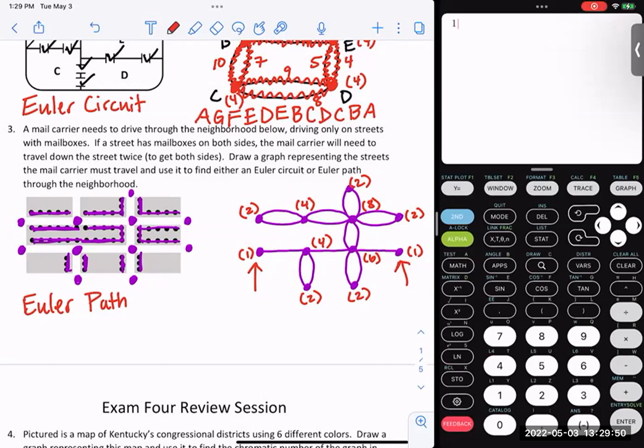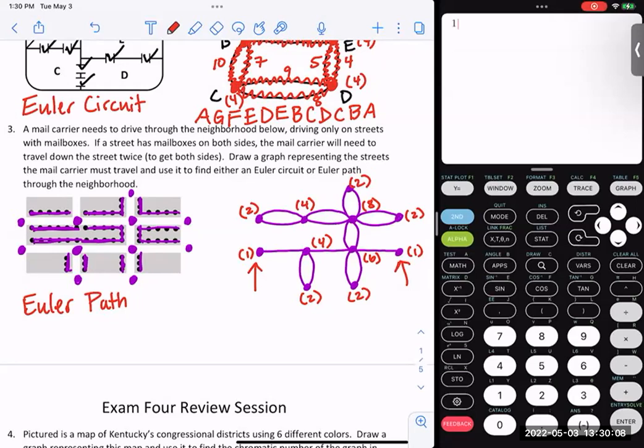So it should be possible for the mail carrier to drive through this neighborhood and drive down every street with mailboxes exactly once, driving back down the streets that have mailboxes on both sides. They shouldn't ever have to retrace the steps or travel an edge that doesn't have mailboxes. But they won't be able to finish back where they started, right?